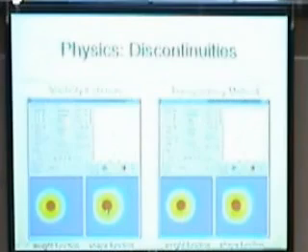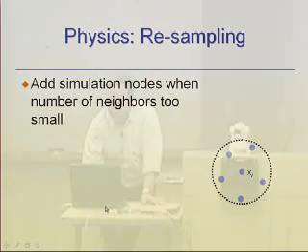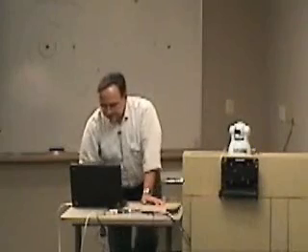So if you compare what I had before with the new modified method, you will see that both the weight function and the derived shape function look a lot smoother. So that's one issue to be dealt with. There is sampling. We need to add nodes. Right now, we don't remove nodes.